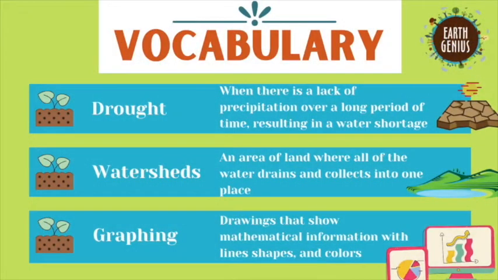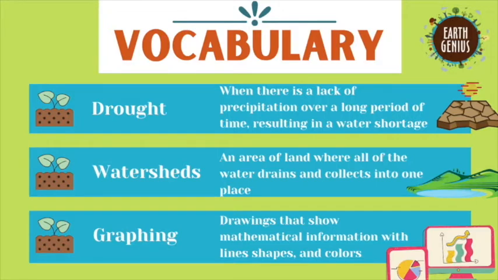Next we have watersheds. A watershed is an area of land where all of the water drains and collects into one place. Watersheds are made up of ridges, valleys, streams, lakes, and oceans. But if a drought causes less precipitation, it means less water flowing through our watersheds.